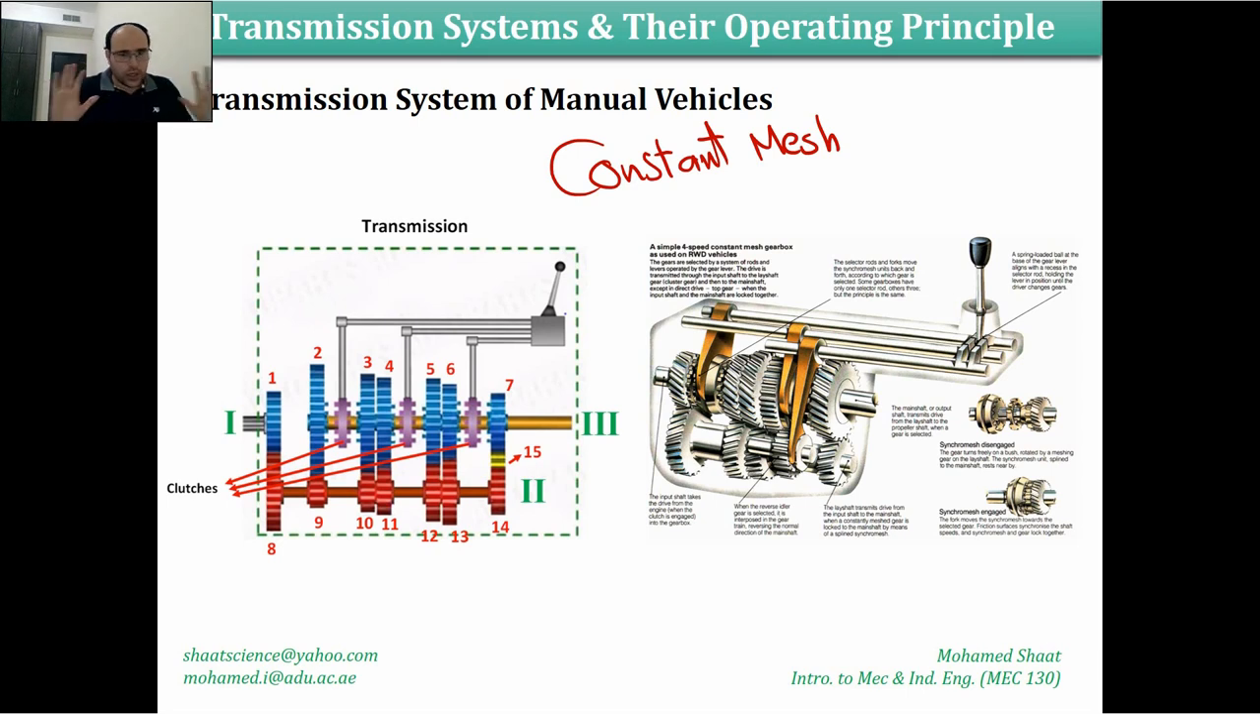Make sense so far? We discussed that we have 3 shafts. There are some bearings which are hidden. We just gave numbers to these gears. All of these gears are kind of couples, except 7, 14, 15.